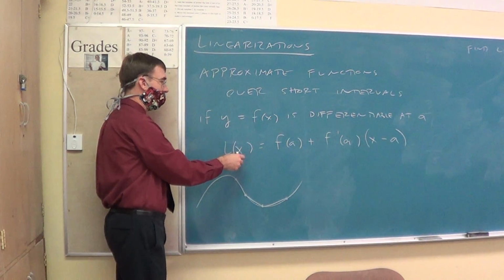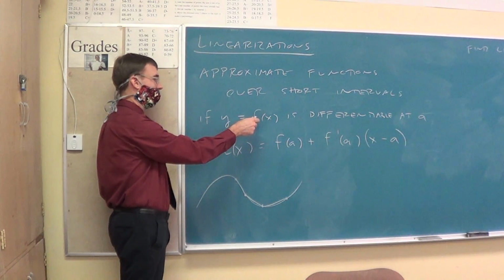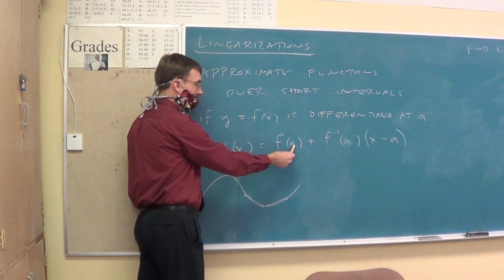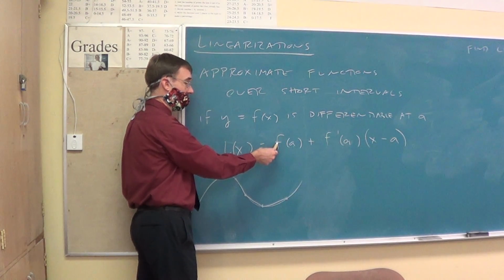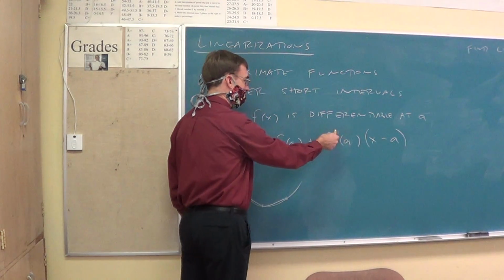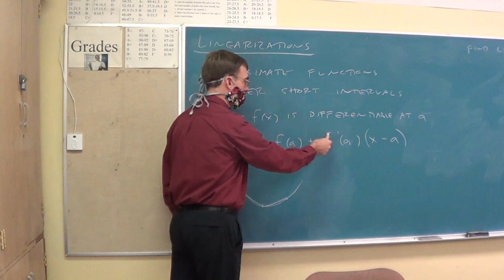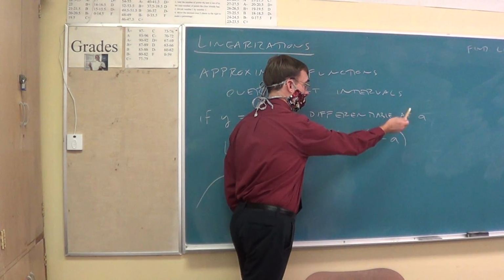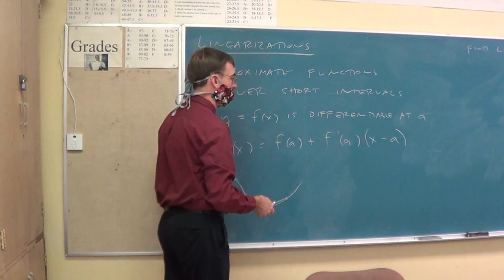So the linearization is going to be a sort of shortcut formula to replace this formula. We're going to need to plug the number they give us into the original function. We'll need to plug the original number they gave us into the derivative. And then in parentheses, we're going to have x minus the number that they give us.